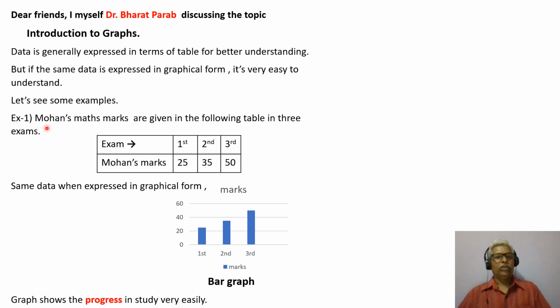First one: Mohn's maths marks are given in the following table in three exams. Exam first, second, third, and Mohn's marks: in the first he got 25, second he got 35, third he got 50. You can see the representation in table form. Now the same data is expressed in graphical form. This is the marks axis, this is the exam axis. First exam he got 25, second 35, third 50.